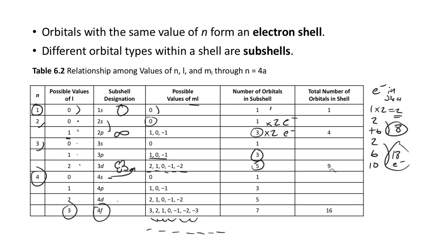And so the number of electrons possible here: 2 for the 4s, 6 for the 4p, 10 for the 4d, 14 for the 4f. And we could continue, but at this point, let's just stop and try to figure out how the periodic table is going to help us figure out the order that these subshells are filled with electrons.